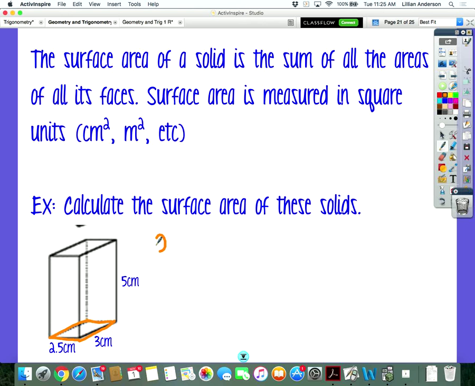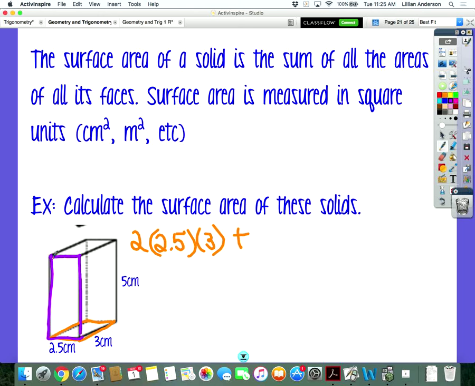Basically, we're going to multiply 2.5 by 3. That will give me the area of the bottom and the top. So to figure out that total area of the top and the bottom, I just need to multiply this by 2. Now, let's look at the front and the back. The front and the back is this.